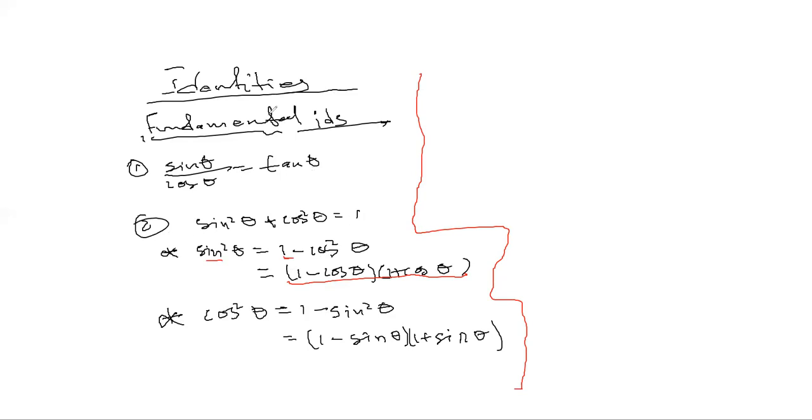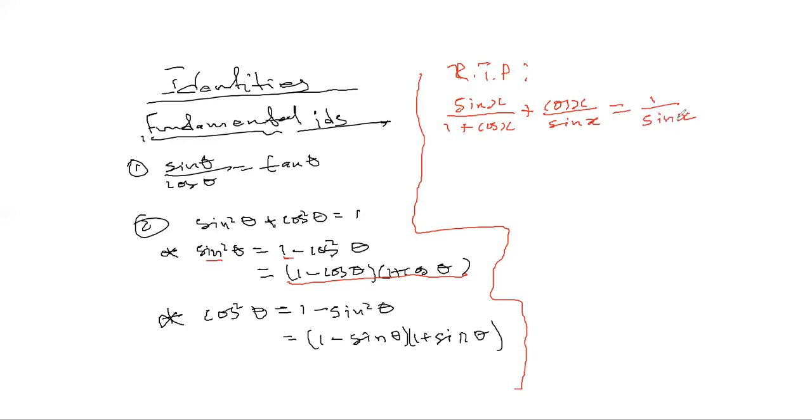I'm going to take this one here. We are required to prove, RTP means required to prove, that sine x over 1 plus cos x, plus cos x over sine x, is equal to 1 over sine x.